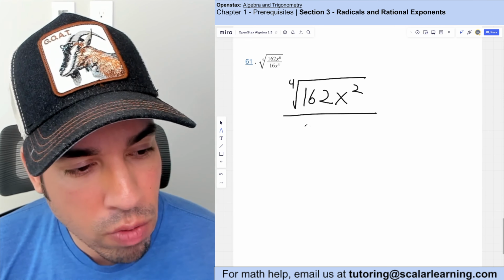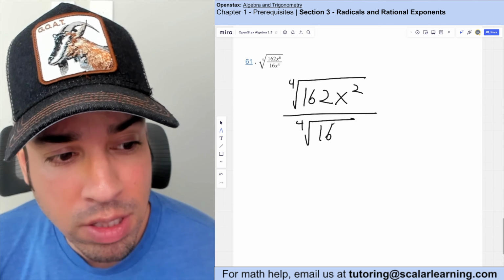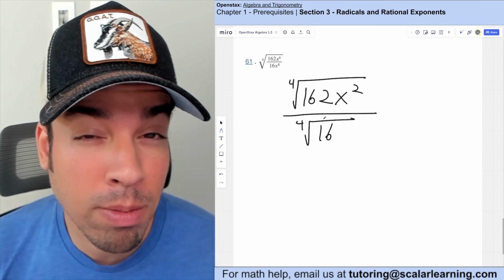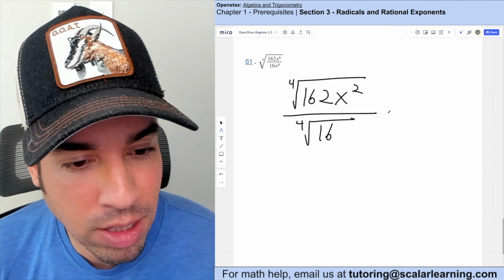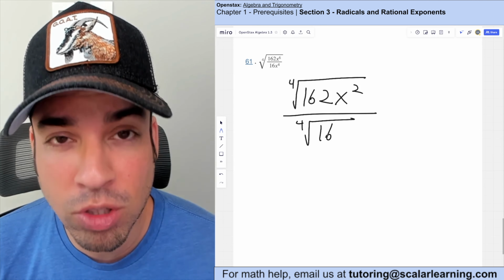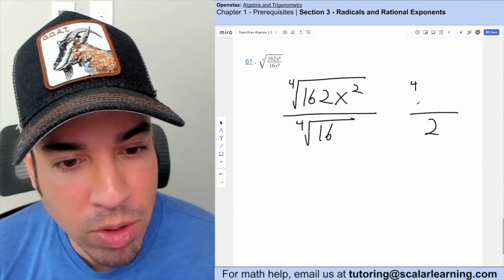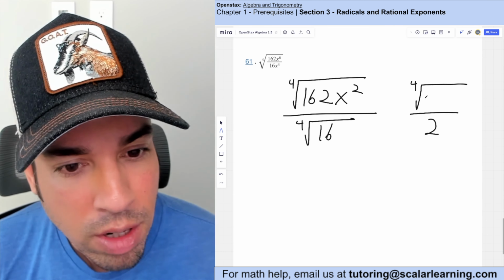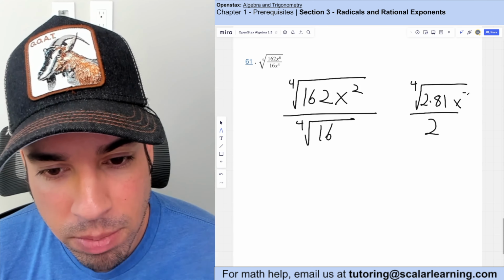And this is all over the 4th root of 16. And by the way, if I would have simplified earlier, it won't change the outcome. I'm just trying to show you the path of least resistance. So the 4th root of 16 is simply 2, because 16 is 2 times 2 times 2 times 2. So now we have a 2 on the bottom. And then on top, I'm going to rewrite 162 as 2 times 81, and the x squared as simply x squared.